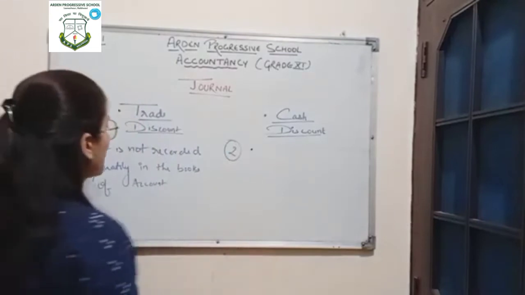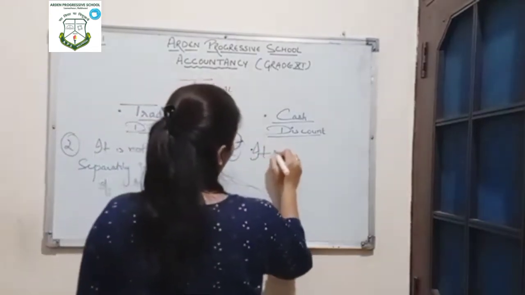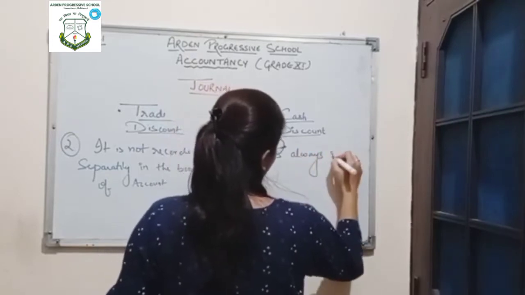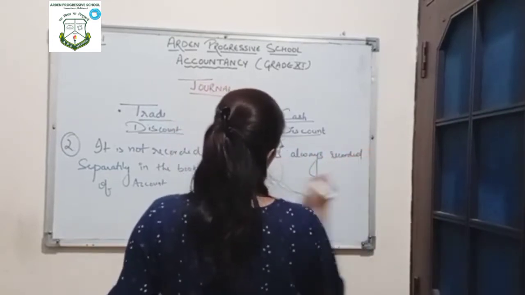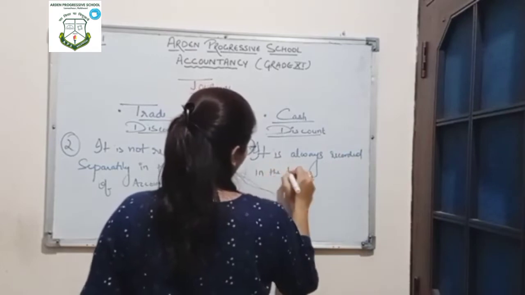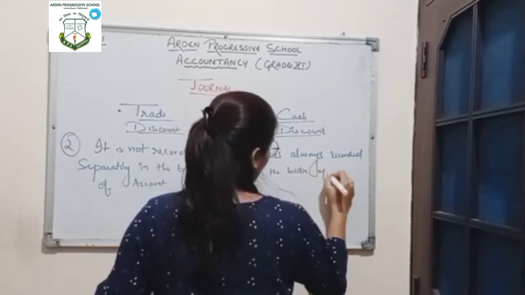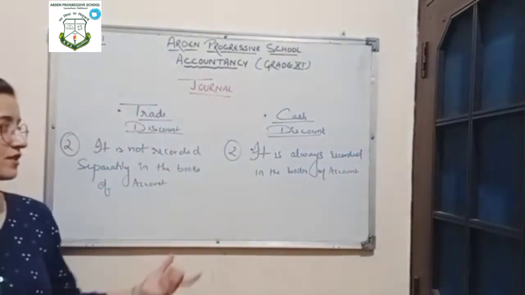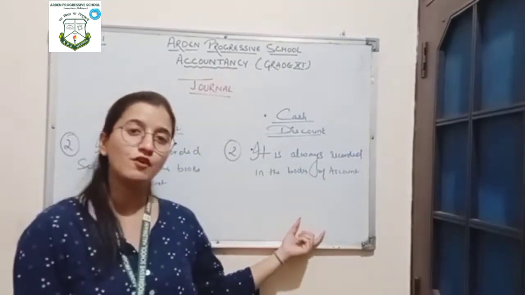Second, in cash discount, it is always recorded in the books of account. So any transaction relating to cash discount, it will be recorded in the books of account.